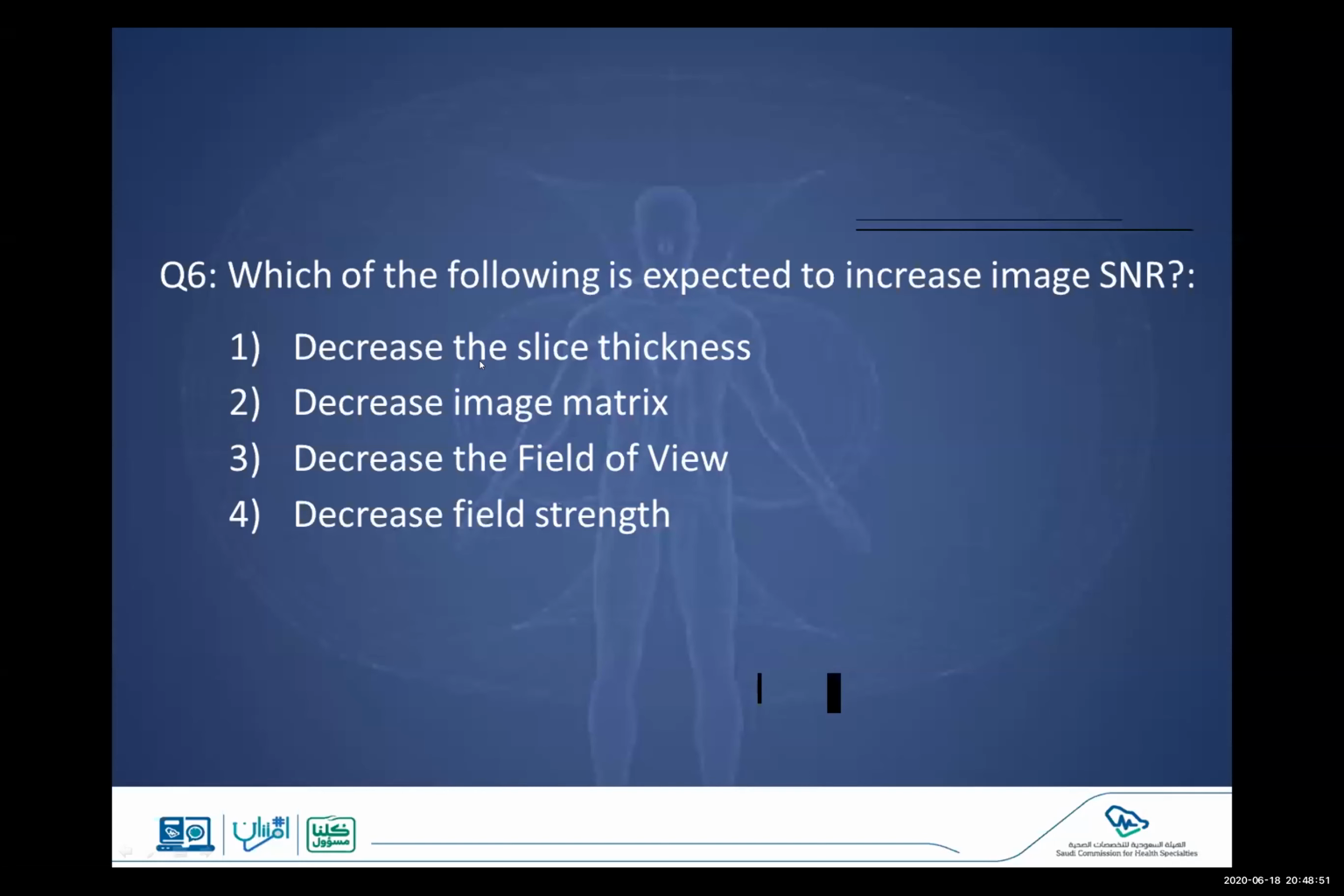Decreasing the field of view: by decreasing the field of view, again, I'm squeezing those pixels. By squeezing them, making them smaller, there will be fewer protons within the pixel or voxel, and accordingly signal to noise ratio will be less. Decreasing the field strength is unwanted. For example, 3 Tesla, we said, is much higher than 1.5. 1.5 will produce a net magnetization and signal much higher than 0.5. So the correct answer is the decreased image matrix.